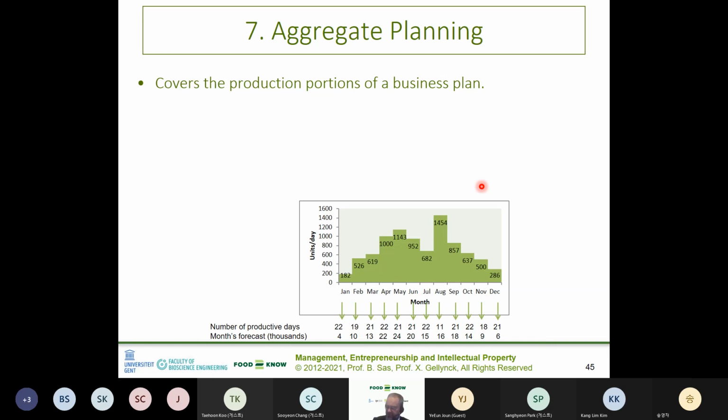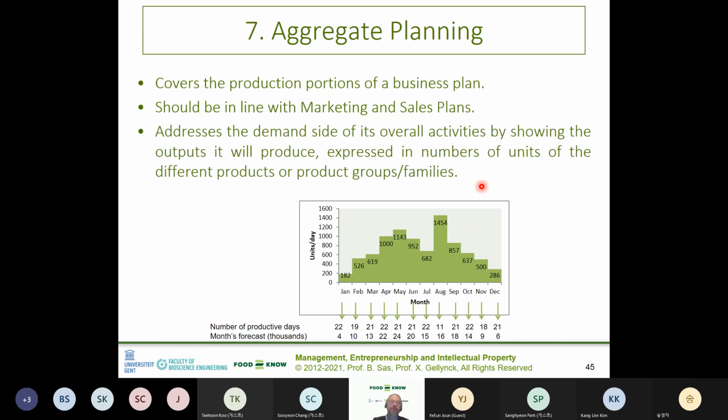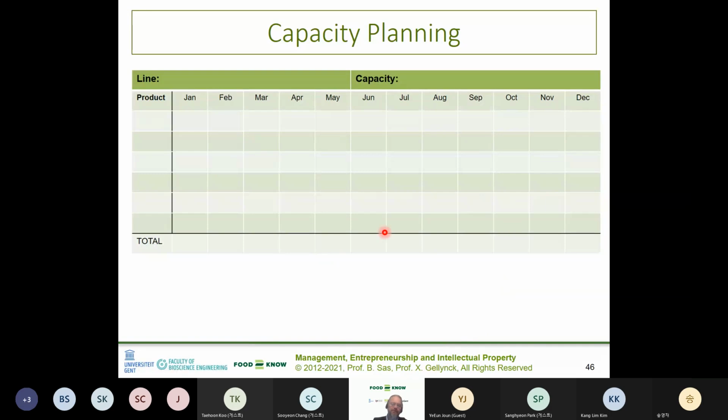It needs to be discussed with sales and marketing so that everybody is well aware of what's going to be needed in the future of which type of products. As I mentioned, it should be in a clear discussion with the marketing and sales, and it addresses the demand side of its overall activities by showing the outputs it will produce of the different products on which specific lines.